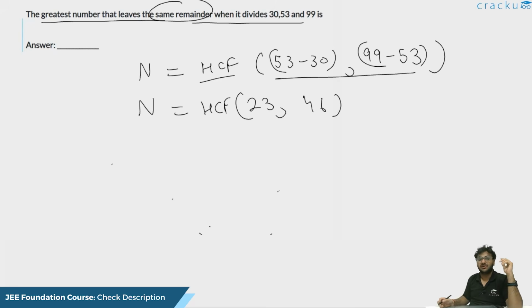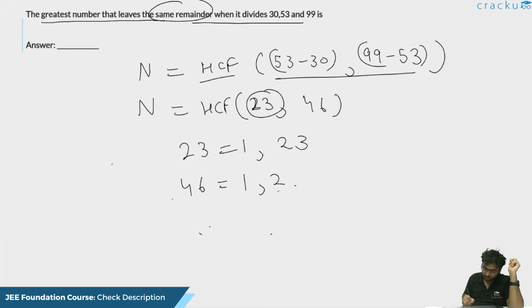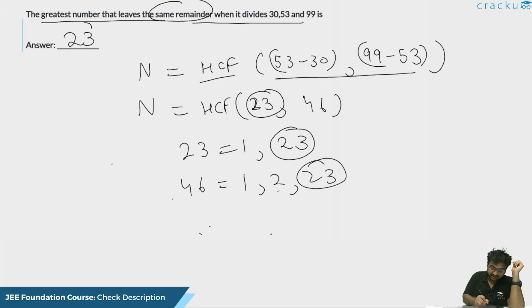So the HCF of these numbers will be what? You can clearly see it is 23. How? See, 23, 46. I'm repeating this. The factors of 23 are 1, 23. And the factors of 46 are 1, 2, 23. Now the highest common factor is 23. Hence, the correct answer of this question, the greatest number that leaves the same remainder when it divides 30, 53 and 99, is 23. Hence 23 is the correct answer.